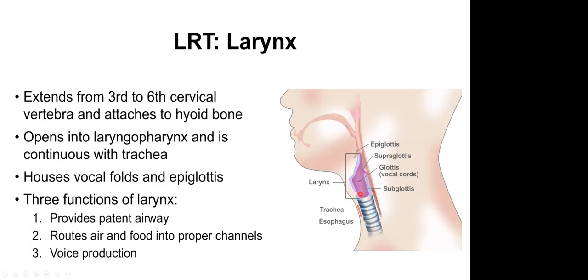So the functions of the larynx are to provide a patent airway and to route air and food into their proper channels, or into their proper pipes, if you will. And also, because it houses the vocal folds, this is the part that's responsible for the production of our voices.